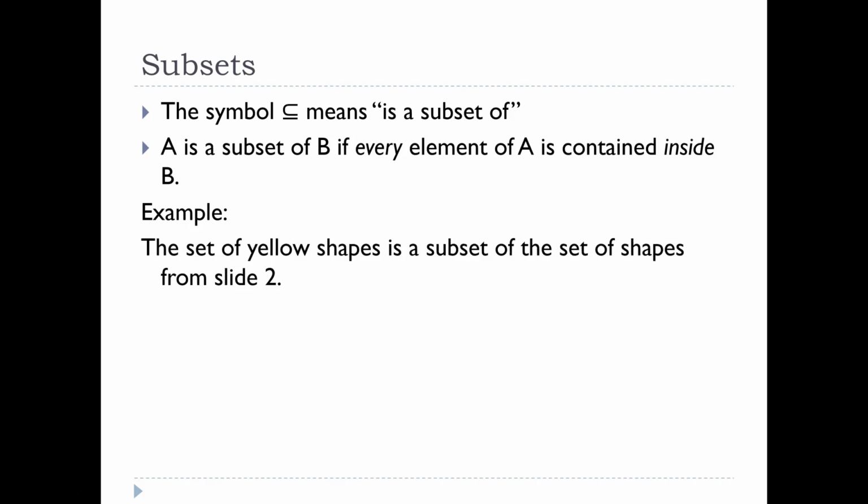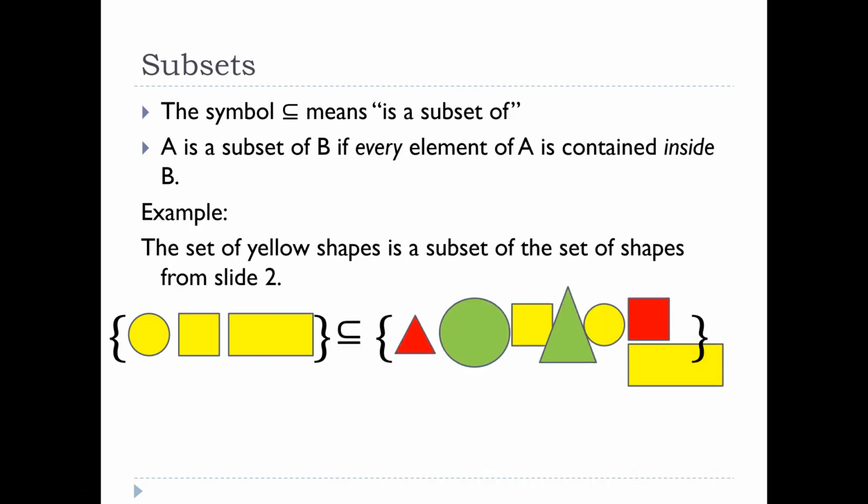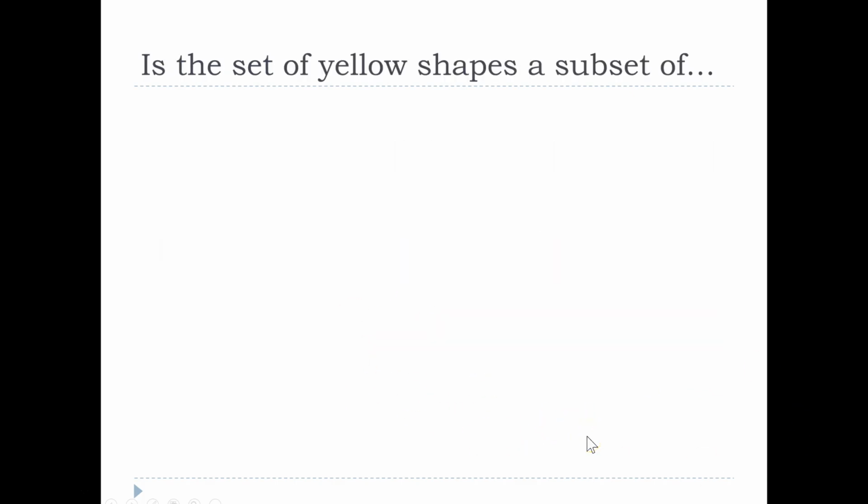For example, the set of yellow shapes is a subset of the shapes that we had in our previous video. Why? Well, if you look at the set of yellow shapes, all of them are inside the set on the right. And that's what makes it a subset. I can see this one, and this one. From these three, I can see all of them in this larger set here.